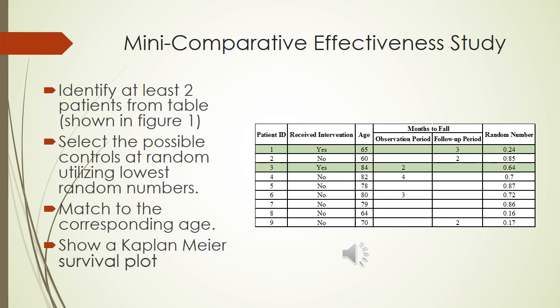In the assignment, we're set to identify at least two patients from the data table, which is shown to the right. We're supposed to select the possible controls at random utilizing the lowest random numbers. As you can see, that column is the last column in the table. We're also supposed to match with the corresponding age, and show the Kaplan-Meier survival plot. So we'll be going through the steps of doing that today.